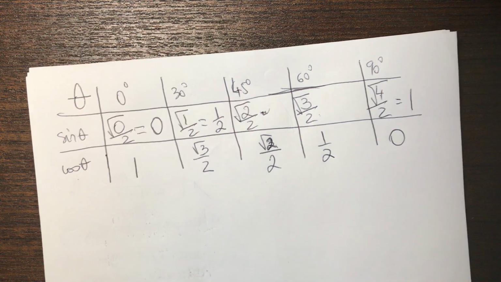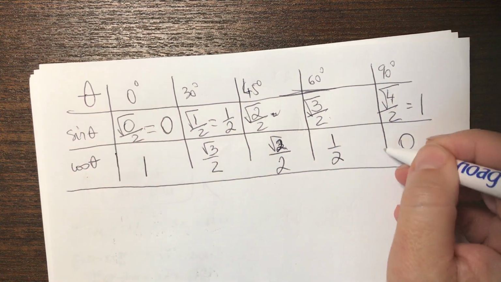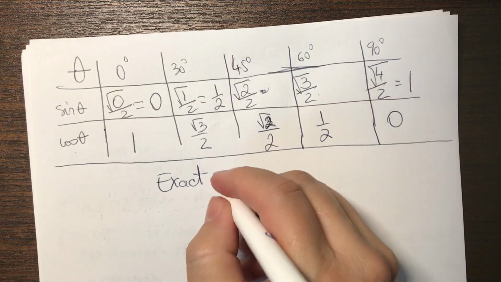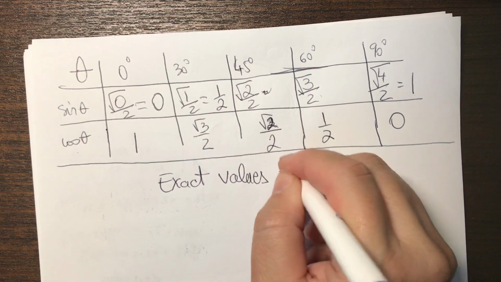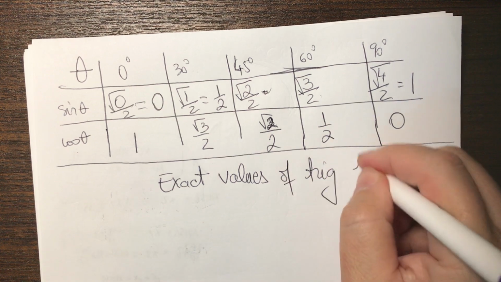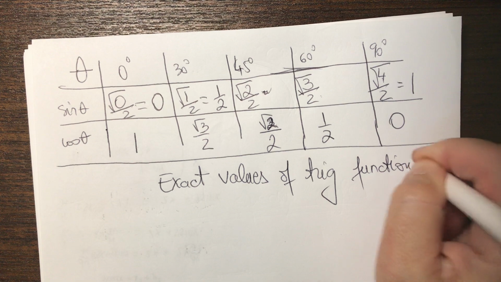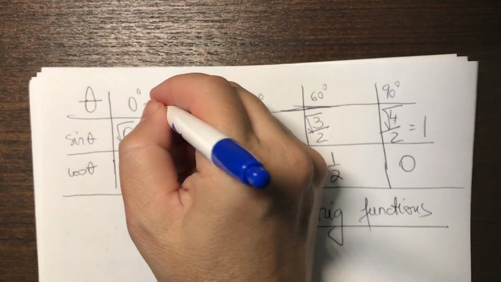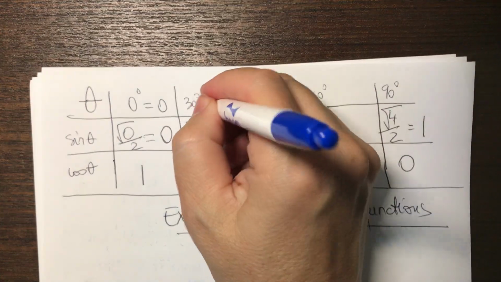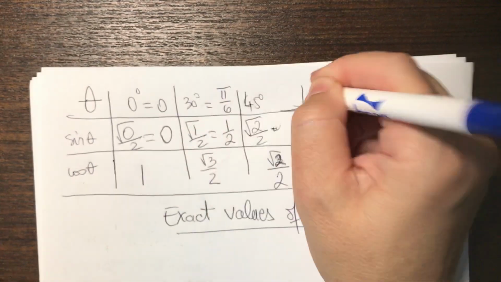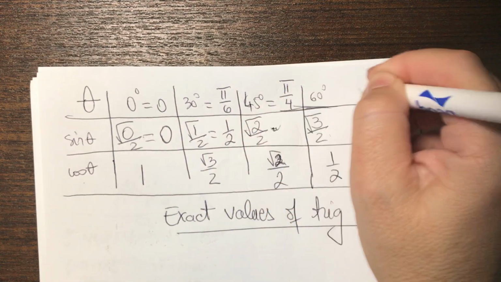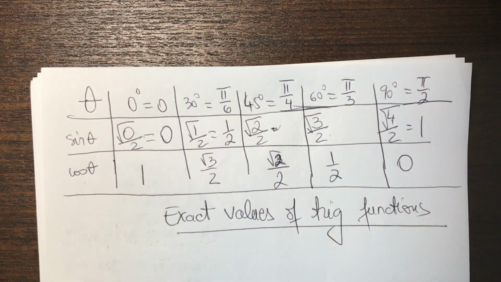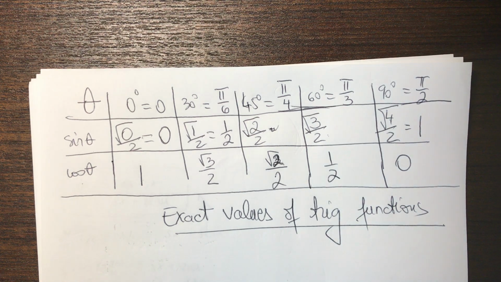Okay. The other thing I want to do is, these are the exact values. And this is what you have to have memorized. Not only that, many times we're going to be dealing with radians, so 0 degrees is 0 radians. 30 degrees is pi over 6. 45 is pi over 4. 60 is pi over 3, and 90 is pi over 2. Okay, and again, this you should also completely have memorized.